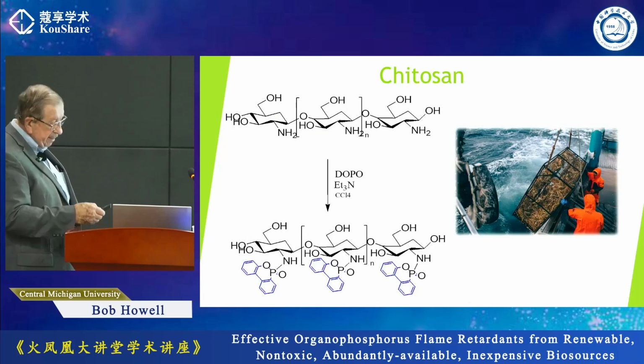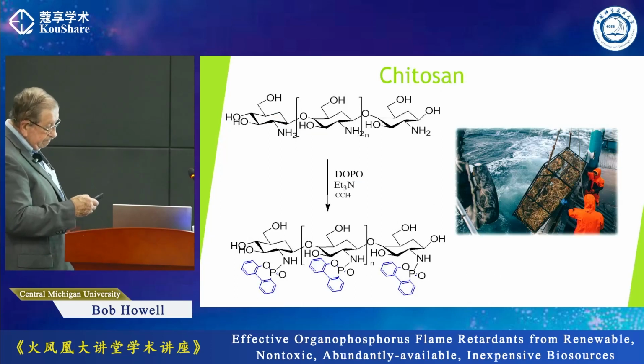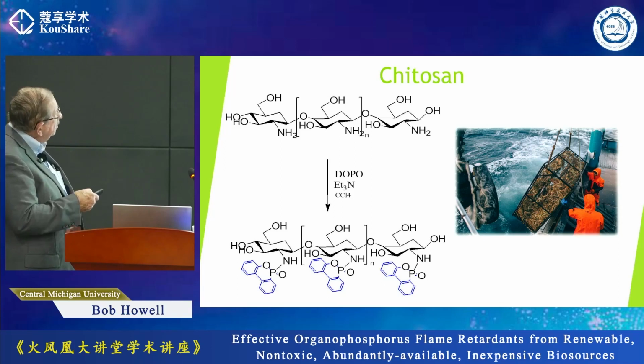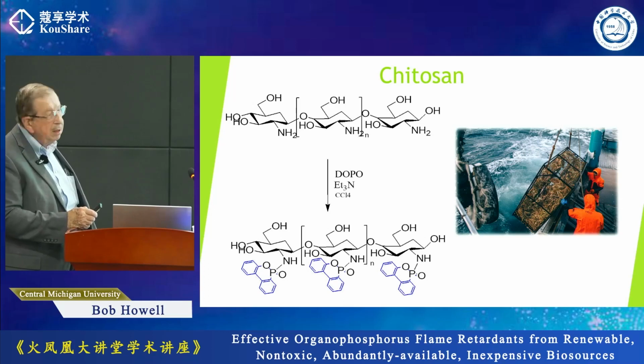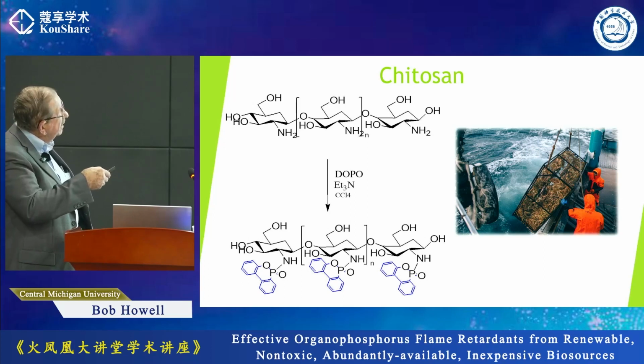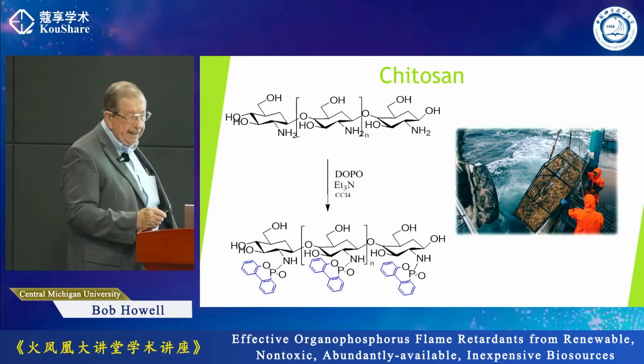This is chitosan, and you see that you can make a variety of phosphorus derivatives. This one is the DOPO derivative. It's a very nice flame retardant. And of course, you can select the molecular weight of chitosan that you would like.